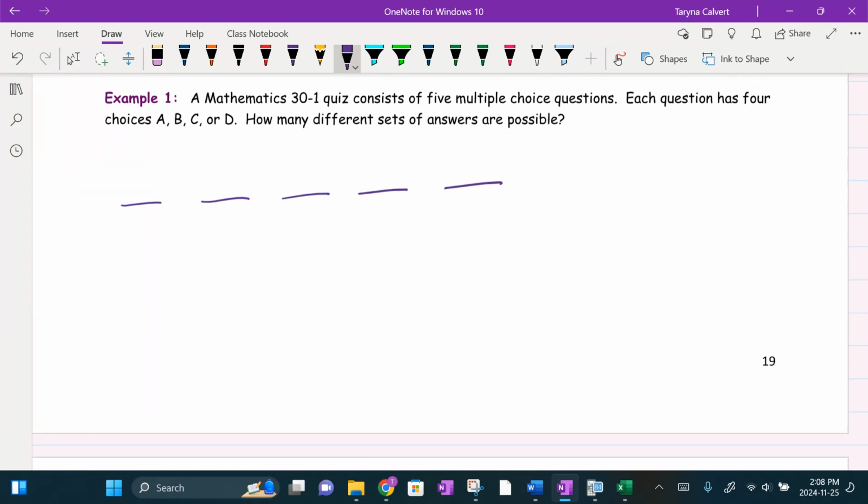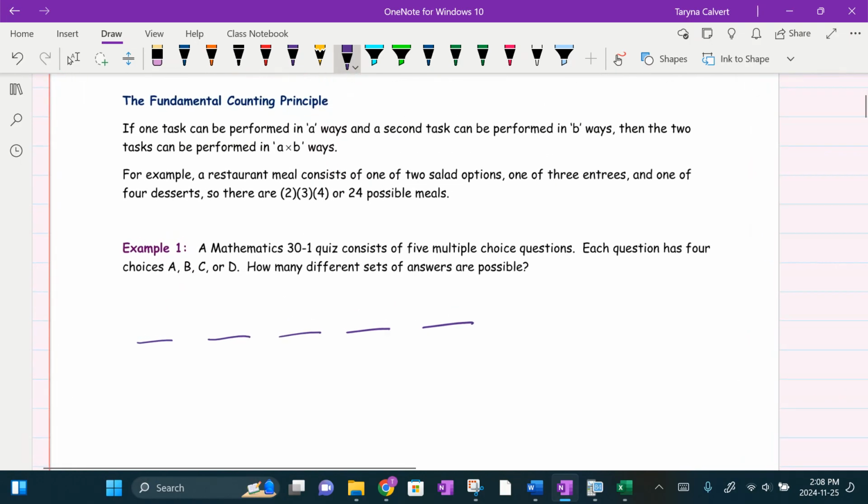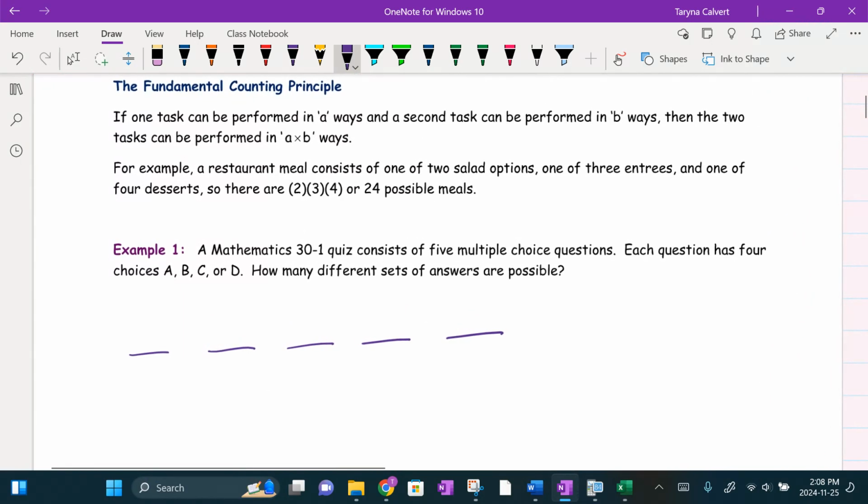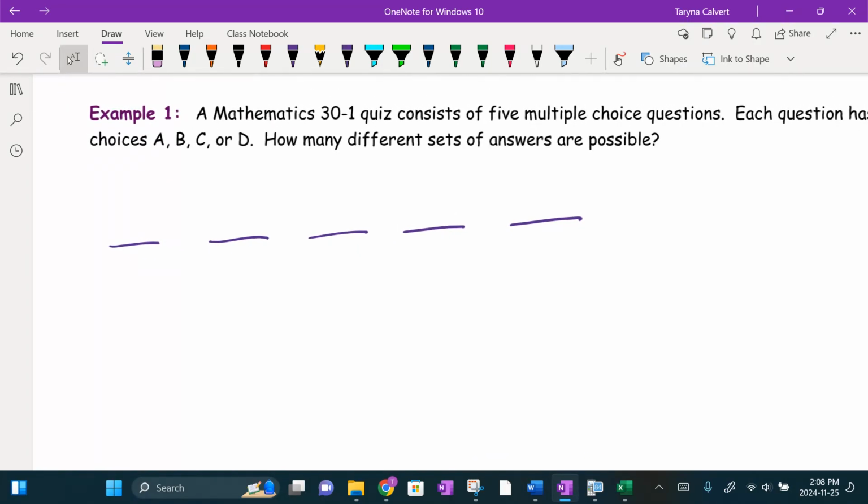Does that make sense why I'm doing that? Those are blanks. I don't have to actually go make little 5 lines, but this is what I like to do to organize my information. Because if we're picturing the fundamental counting principle, the task is answering each multiple choice question. Do you guys agree? So how many different choices do I have for question A? 4. How many choices do I have for question B? 4. And so on. So do I have 4 choices for every single question? And what do I do with all of them?